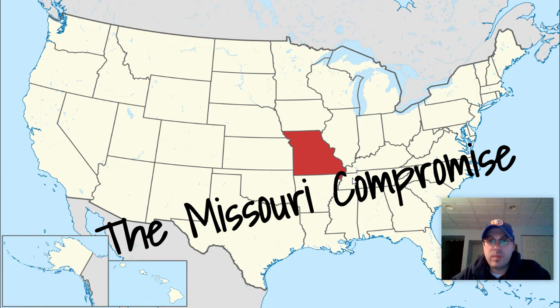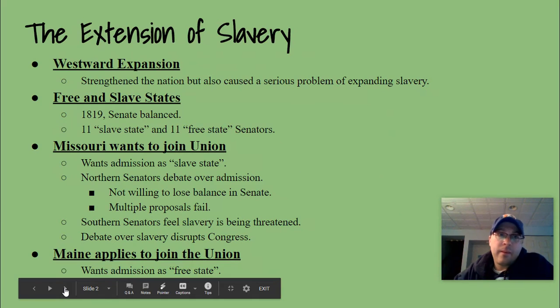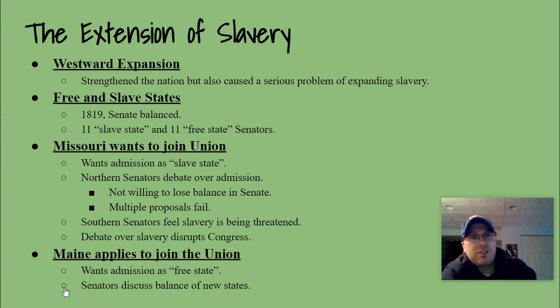Okay, so what we're going to be discussing today is the start of the Western expansion of the United States, which would do two things. One, strengthen the United States, and also, unfortunately, extend slavery into other regions of the United States. Okay, speaking of that, the extension of slavery. Westward expansion, I just went over, is that moving west would strengthen the nation, but also would cause serious problems within the United States, between the North and the South, respectively.